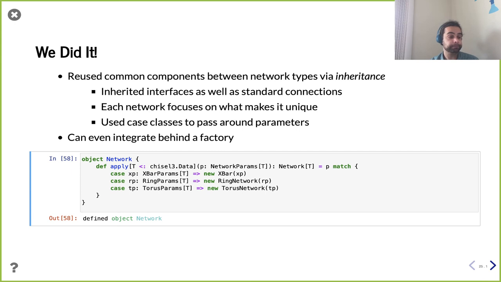And we're using inheritance, right? We're able to use inheritance to define interfaces and reuse those interfaces. And we're also reusing some common abstractions, right? We had this notion of a multi-hop network, a sea of routers connected together, and we were able to reuse some of that code. So cool. Questions on this? Okay, cool.